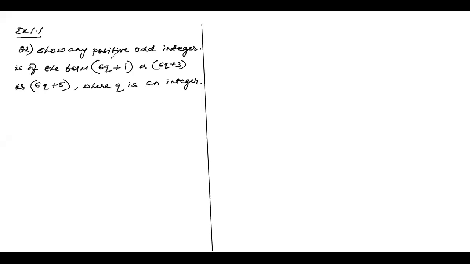Children, question number 2. Show that any positive odd integer is of the form 6q plus 1 or 6q plus 3 or 6q plus 5, where q is an integer. मतलब क्या मानना है? कोई भी positive integer लेंगे. Positive odd integers are nothing but natural numbers, children.